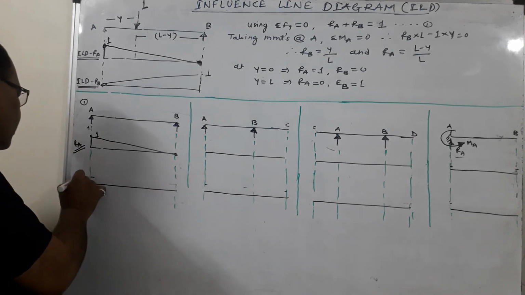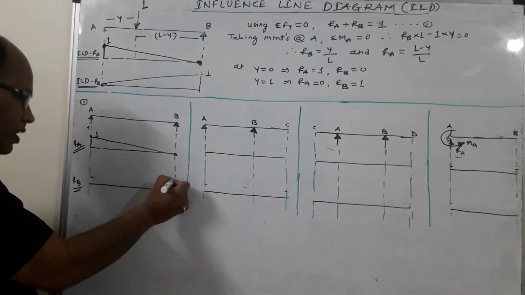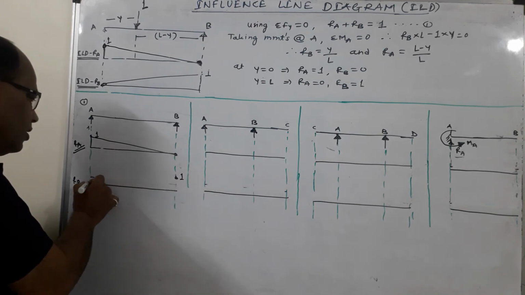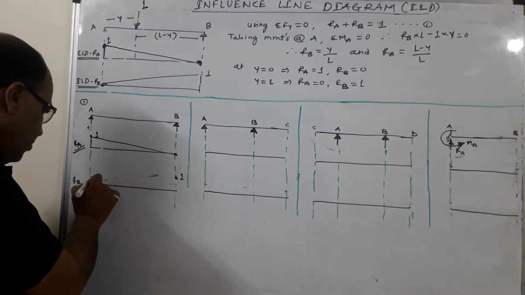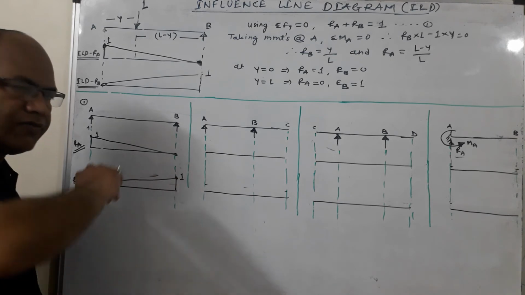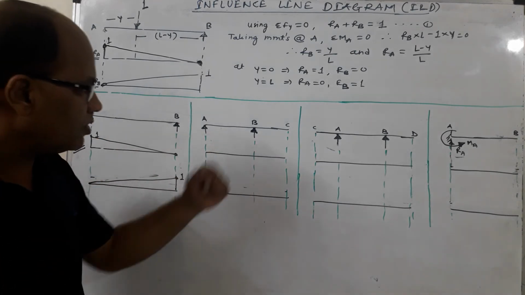In order to get ILD for Rb, mark 1 at B, mark 0 at A, join these two by means of a straight line, and this will be the ILD for Rb. Now let us go to this beam.